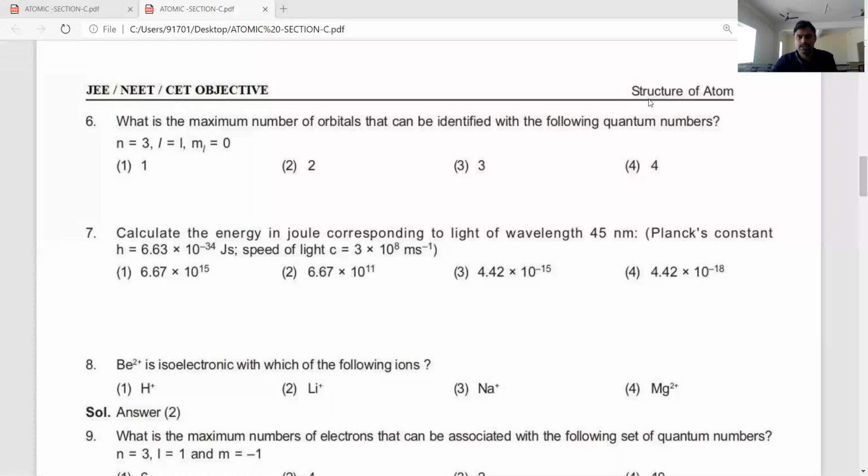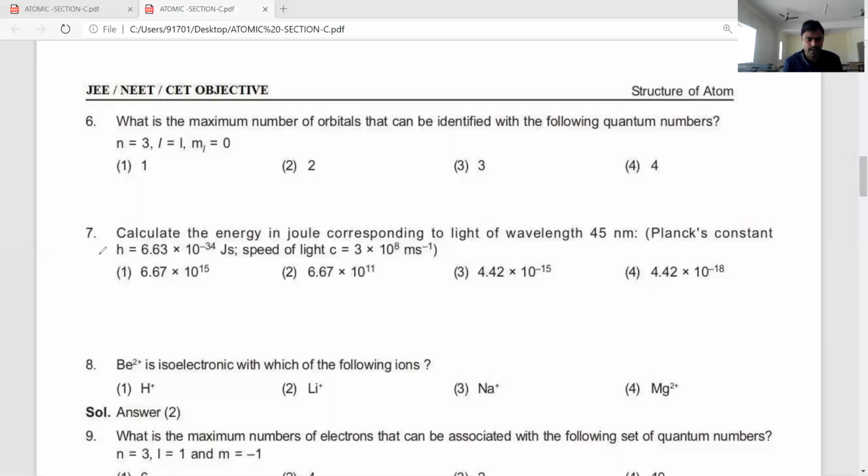Last class we discussed 6 questions. Now the seventh question, let's see. Calculate the energy. Energy we have to calculate in joules. The wavelength they gave is 45 nanometers, and the H value and the speed of light are also given. We have to calculate its energy.